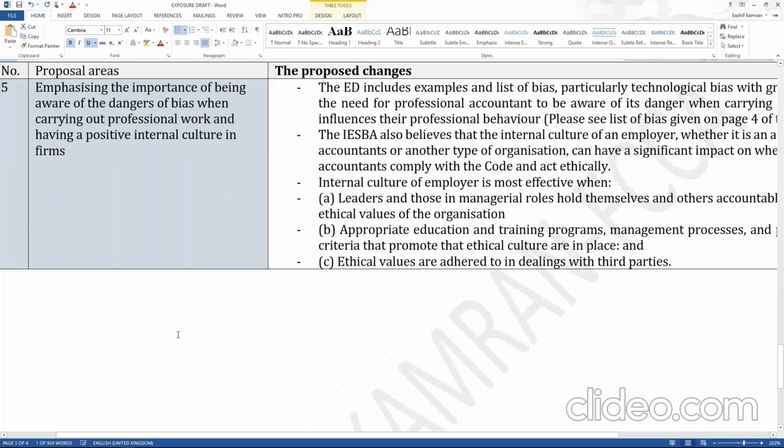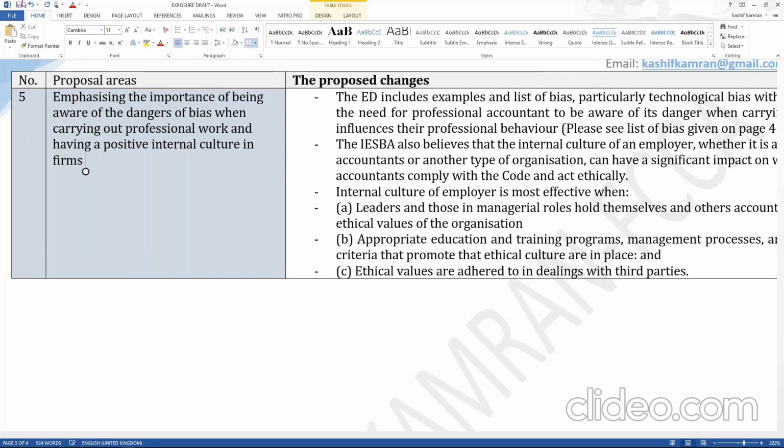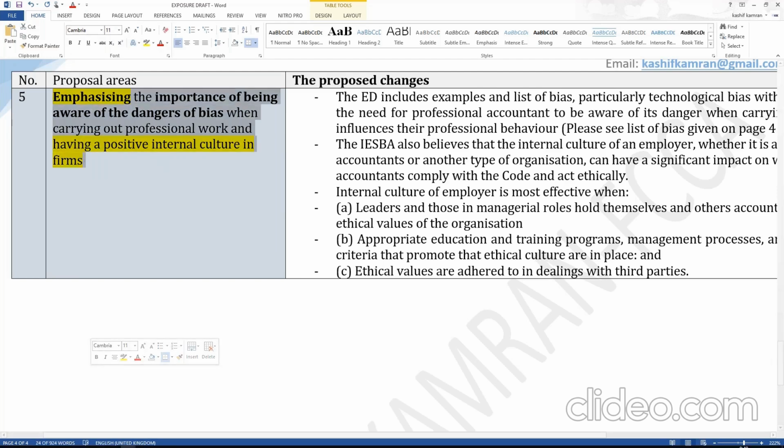The fifth change which has been brought in is emphasizing the importance of being aware of the danger of bias. So as a professional accountant, you should be aware of the danger of bias. That's number one. And number two, having a positive internal culture in the firm. So two things have been emphasized by the proposed amendment. Let's take it on the word file for better understanding.